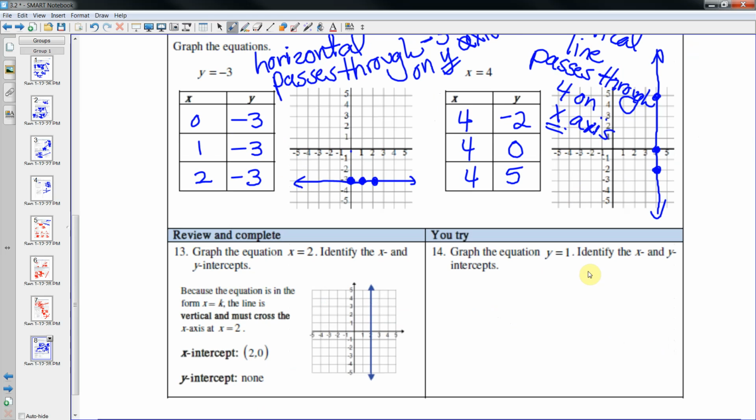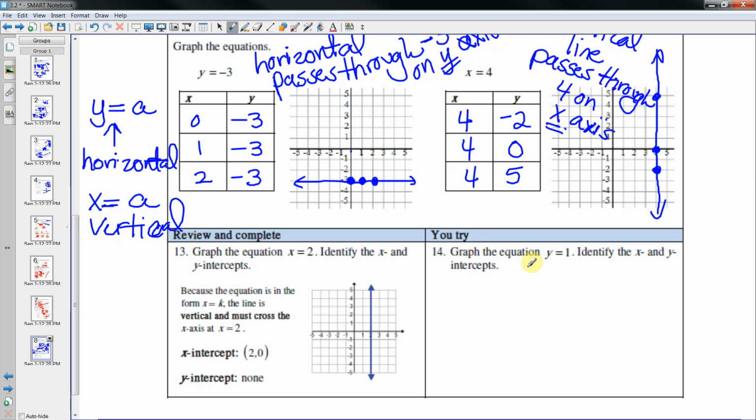So that's how you can deal with horizontal and vertical lines. You're going to get a horizontal or vertical line if you have x equals a number or y equals a number. So if you have y equals a number, I'm going to say y equals a, that's going to be horizontal. If you have x equals a, you're going to have a vertical line.